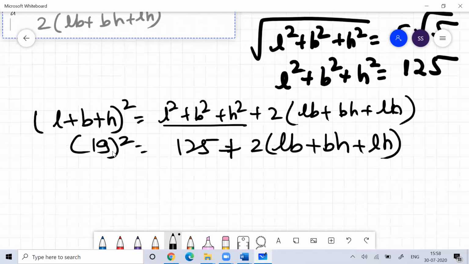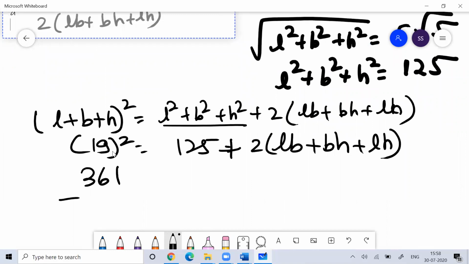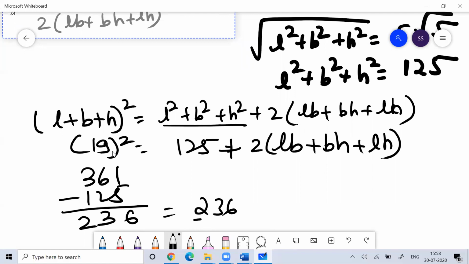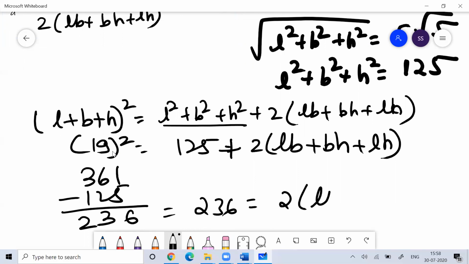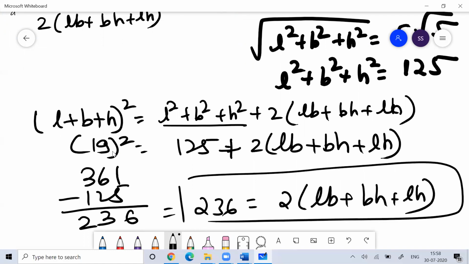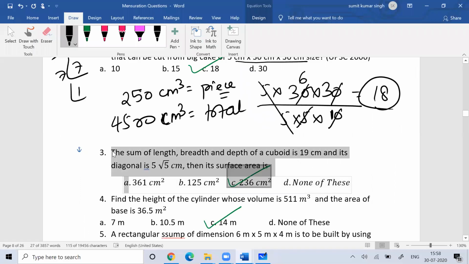So this is 19 square, 361, minus 125. So this is 236. Not 118, sorry, that is 2 we require to know. So 236 is equal to 2 of (LB plus BH plus LH). This is the total surface area of this cuboid, 236.